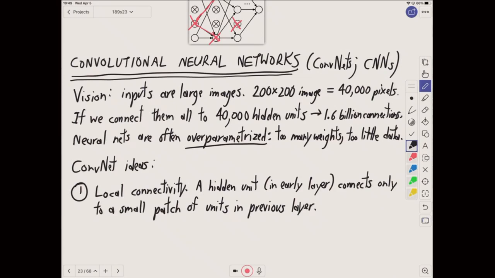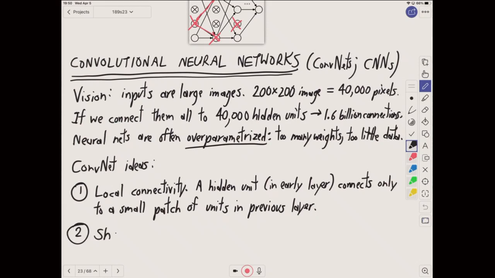So what this means is we're not fully connected. A hidden unit is not connected to all the units in the previous layer, just a few of them. That's going to save us a lot of edges and a lot of time. It also improves the over-parameterization problem.